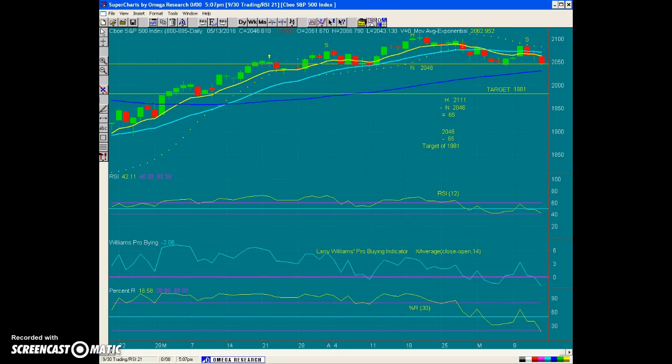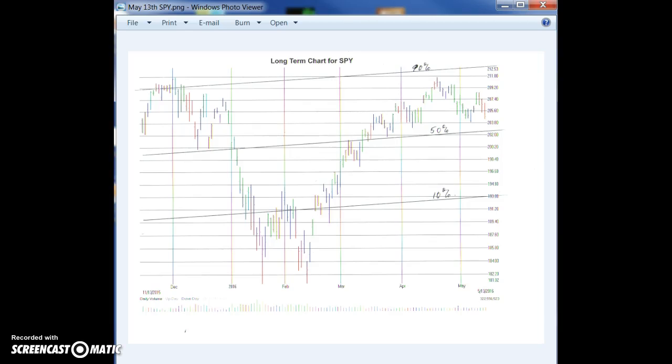Let's take a look at another chart. And here's that regression channel chart from Best Choice Software. Again, you can discern the head and shoulder pattern right here. This is the Spider, but it really is just an ETF of the S&P. So the configuration is the same.